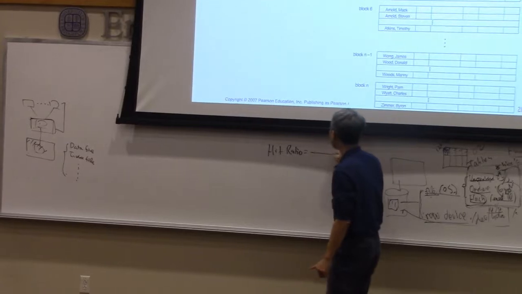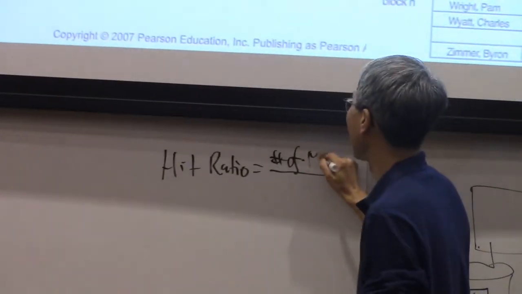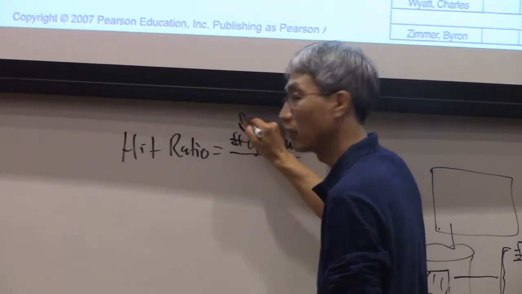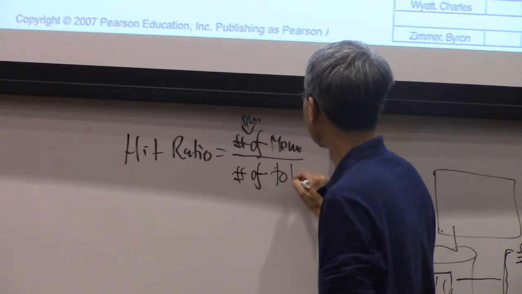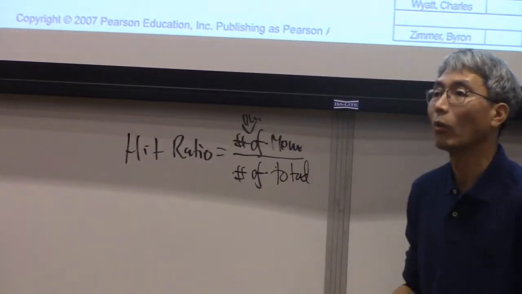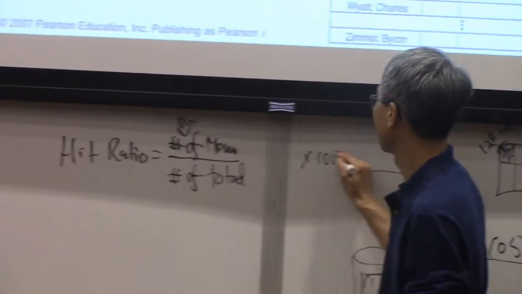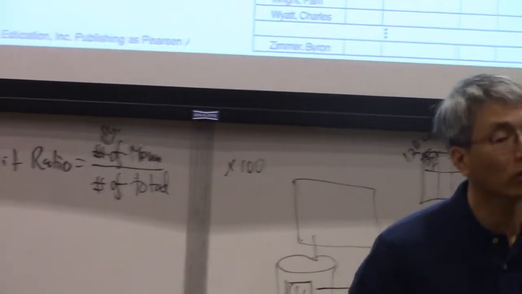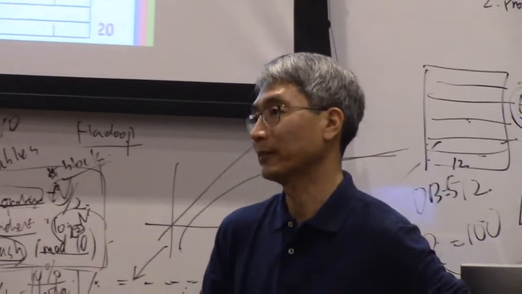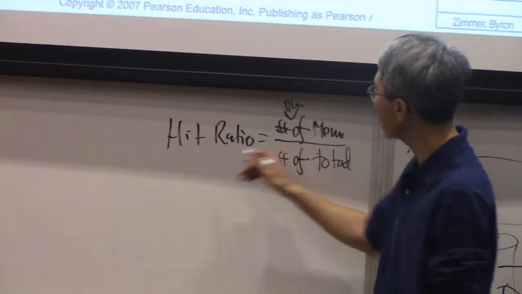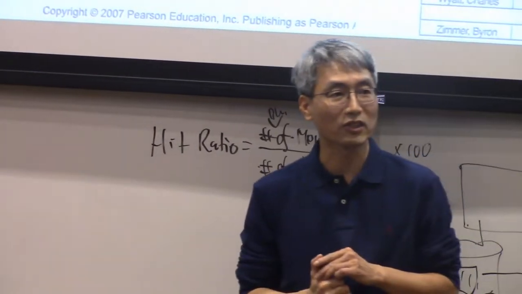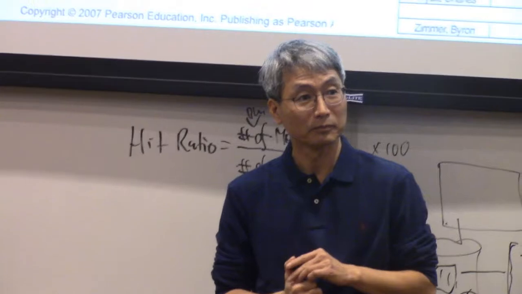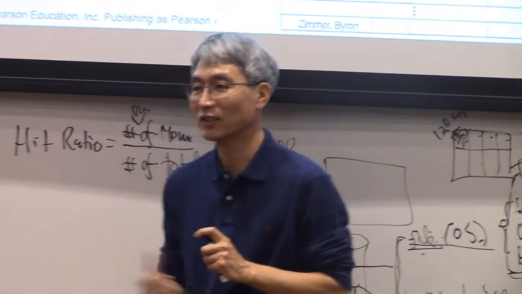Hit ratio means the number of memory accesses over the number of total block accesses. What is the percentile of reading a block from memory? Question. But in general, what is the hit ratio of a database management system? Anyone guess?